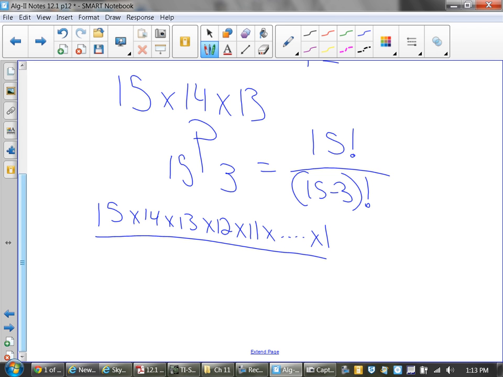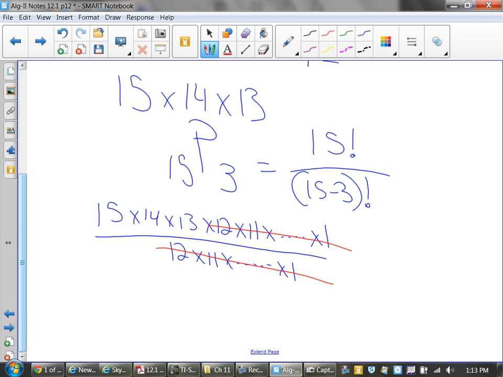What's 15 minus 3? 12 factorial is 12 times 11 times and so on, times 1. What happens in that fraction? In essence, it's just saying 15 times 14 times 13. And like Paul said, since I'm only picking the first 3, it's 15 times 14 times 13. And there's a button for that.